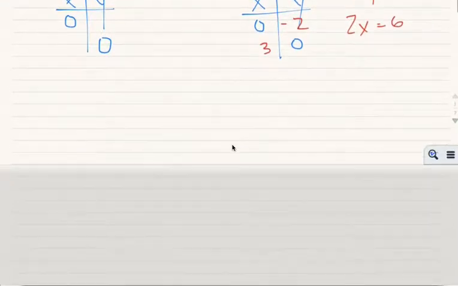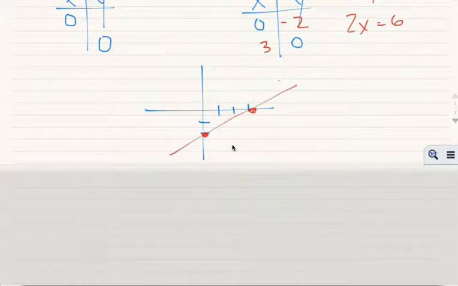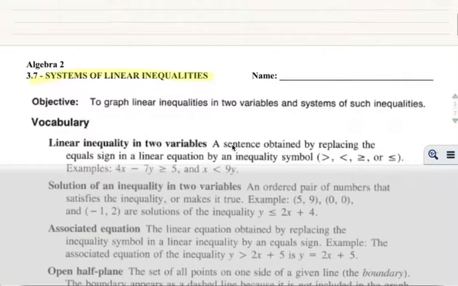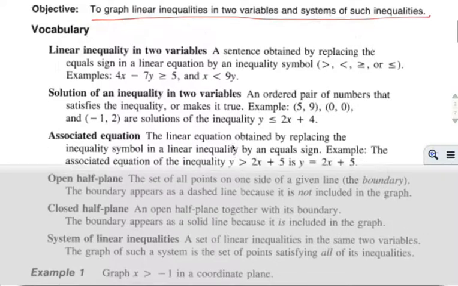To graph that, we use our intercepts. We've got a y-intercept of (0, -2) and an x-intercept of (3, 0), and we connect the dots. So that's our quick overview of graphing. Let's get into what we're covering today. Our objective is to graph linear inequalities in two variables and systems of such inequalities. Basically, we're going to graph linear inequalities.